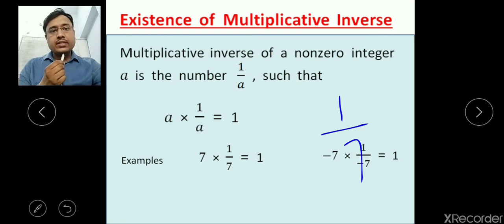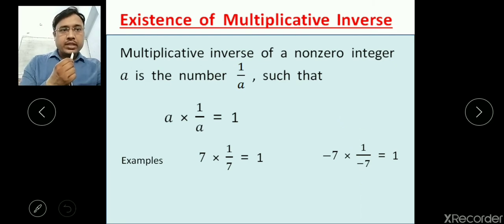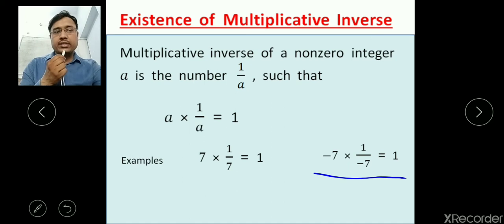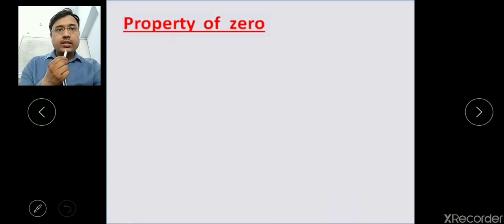Again we can see the other example here, minus 7. The number can be negative also. The number is minus 7, so its multiplicative inverse is 1 by minus 7, and their product is equal to 1. Now we have the property of 0.